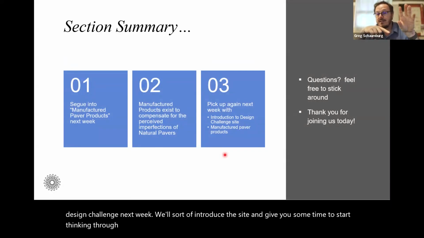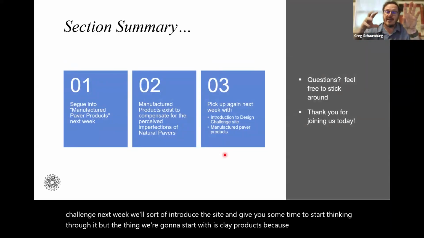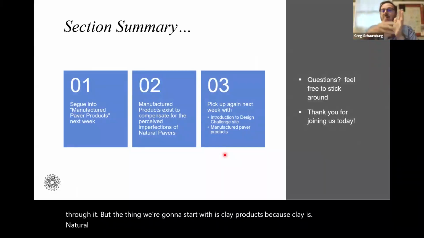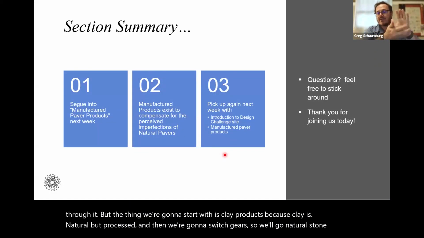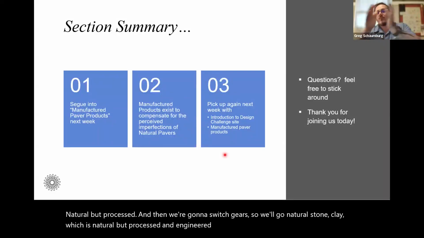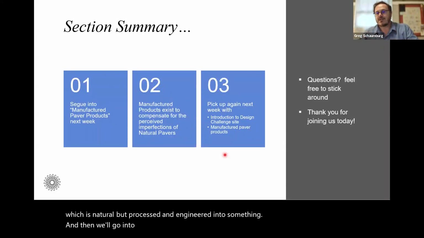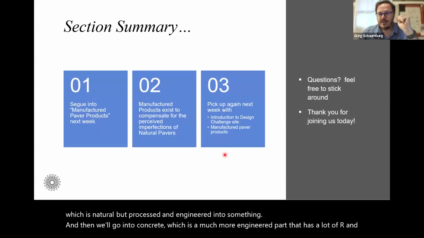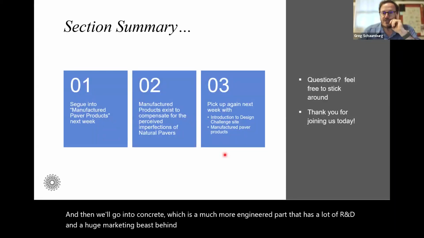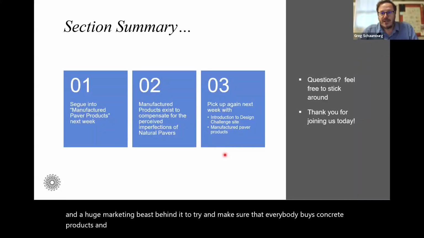But the thing we're going to start with is clay products, because clay is natural but processed. And then we're going to switch gears. So we'll go natural stone, clay, which is natural but processed and engineered into something. And then we'll go into concrete, which is a much more engineered part that has a lot of R&D and a huge marketing beast behind it to try and make sure that everybody buys concrete products and forgets how beautiful natural stone is.